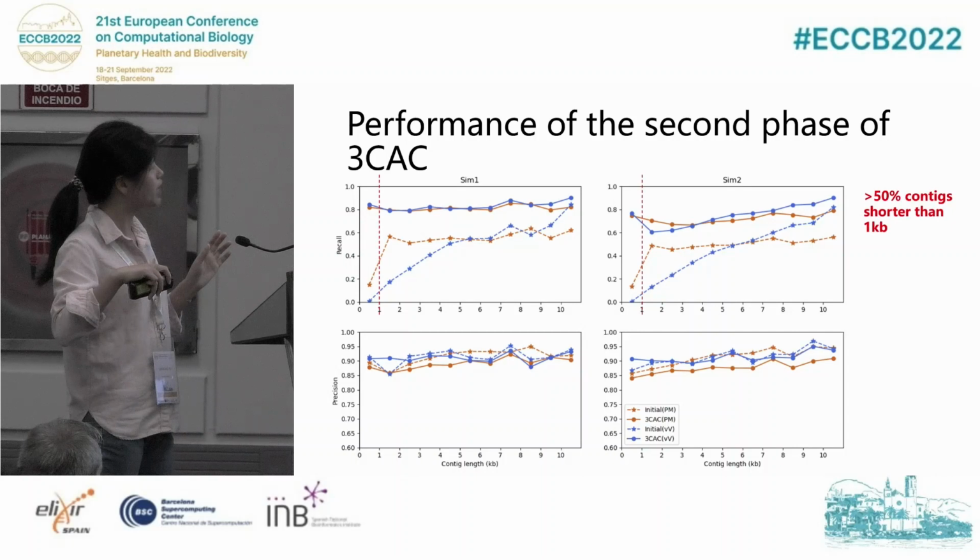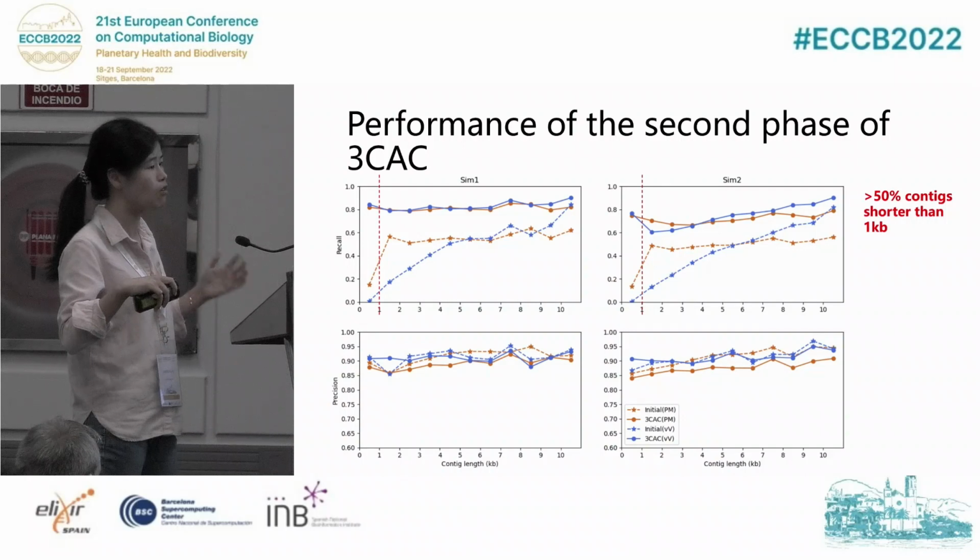And now let's pay attention to the contigs that are shorter than 1,000 base pairs. As we remember, more than half of our contigs are short contigs, and the recall for short contigs was improved from below 0.2 to around 0.8, while the precision is similar. So this figure shows that the second phase of 3CAC can significantly improve the recall without loss of precision.